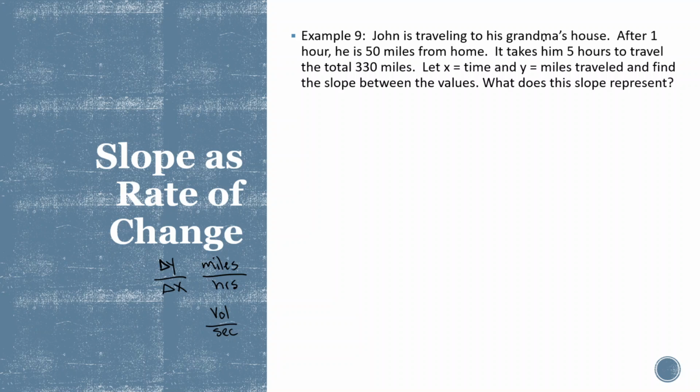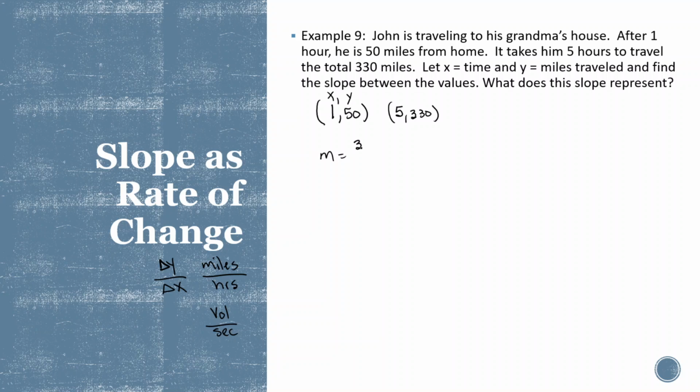We got John traveling to his grandmother's house. At 1 hour, he's 50 miles from home. Okay, it takes 5 hours to travel the total 330 miles. So after 5 hours, he's gone 330 miles. Notice our points are, we have time and then we have miles. Okay, so what is the slope between the values?